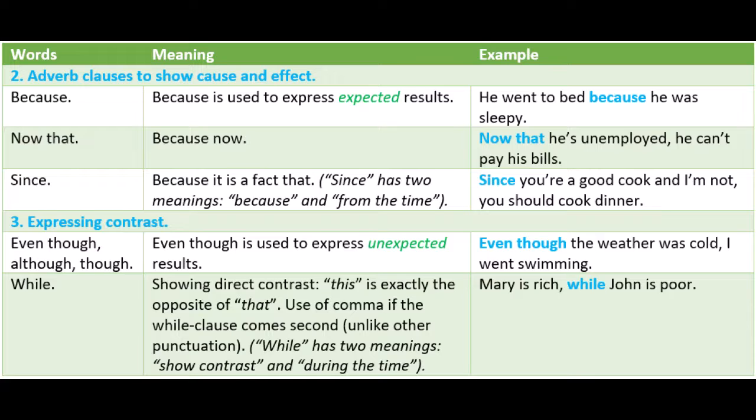While. Showing direct contrast, this is exactly the opposite of that. Use a comma if the while clause comes second, unlike other punctuation. While has two meanings: to show contrast and during the time. Mary is rich, while John is poor.